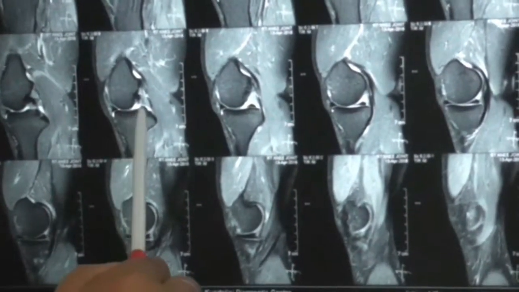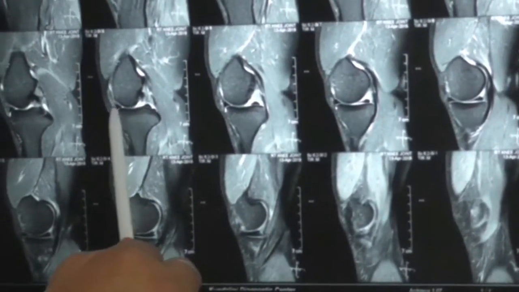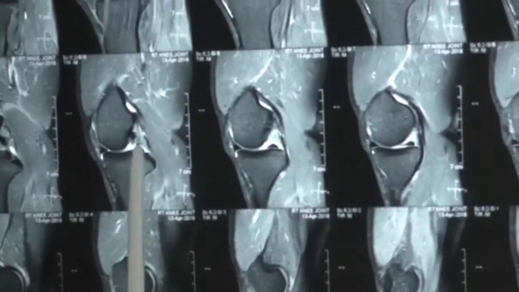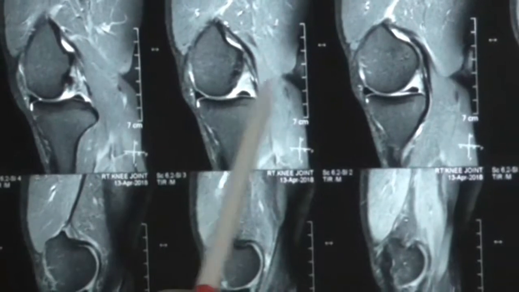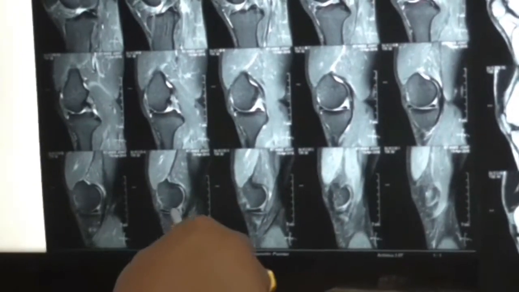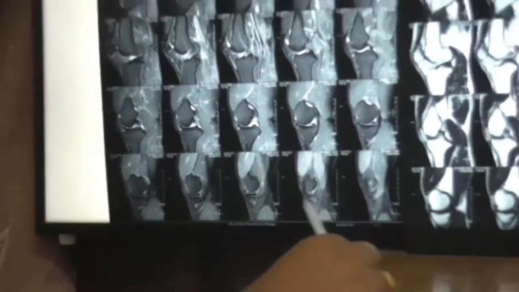You can see the medial compartment also by the concavity of the tibial condyle or tibial plateau, and you can see that this is the anterior horn of the meniscus. This is the posterior horn, anterior, posterior. So both the menisci look normal.